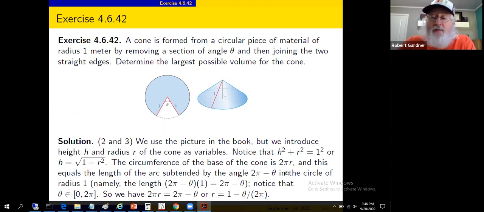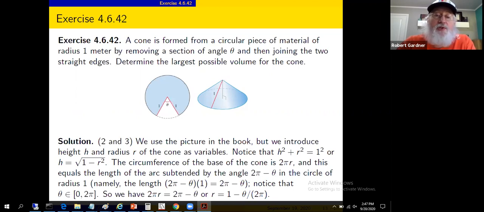Let's see, so the length of the arc subtended by 2 pi minus theta in the circle of radius 1. What is that? Well, that would be central angle times radius, right? We had 2 pi r because we went all the way around that other circle. This time we're going 2 pi minus theta of the way around, if you will. The central angle is 2 pi minus theta. The radius of this circle is 1. So the distance around here is 2 pi minus theta times r.